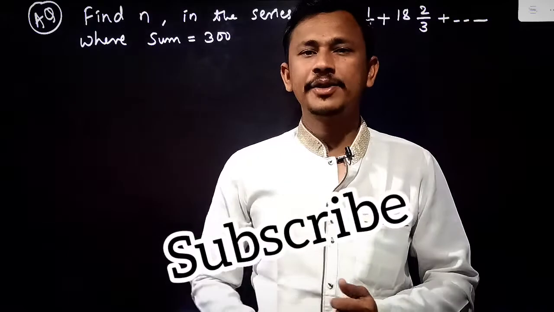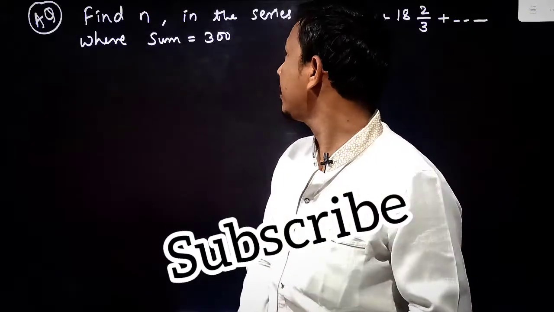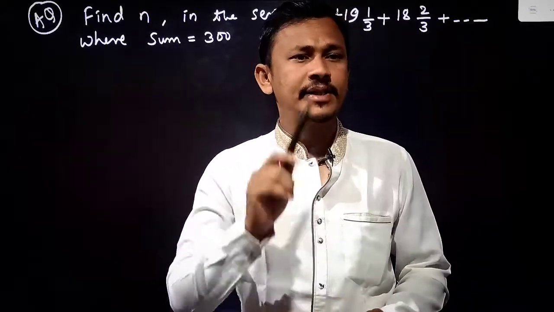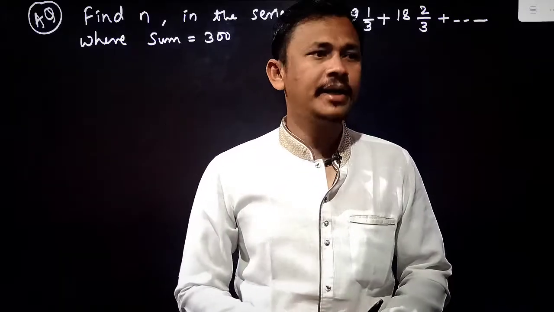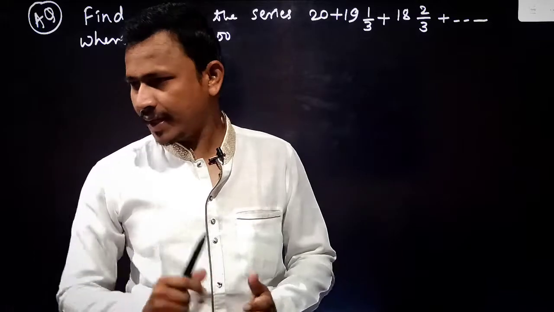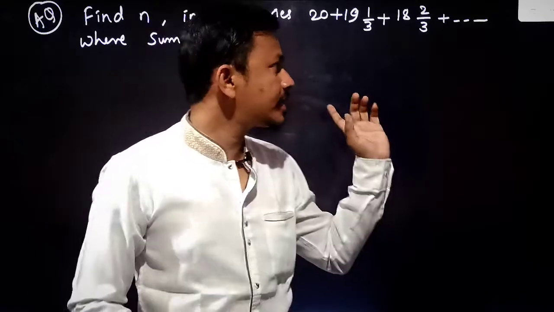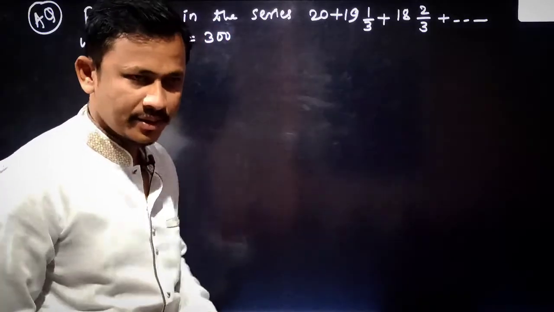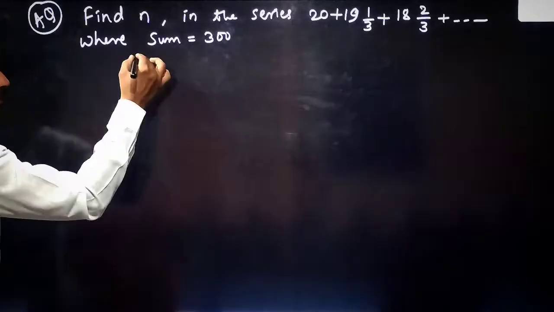Okay, one applied question. Find the value of n in the given series. The series is 20 plus 19 1/3 plus 18 2/3 and so on, where the sum is 300. Correct? Okay, what are the given things here?